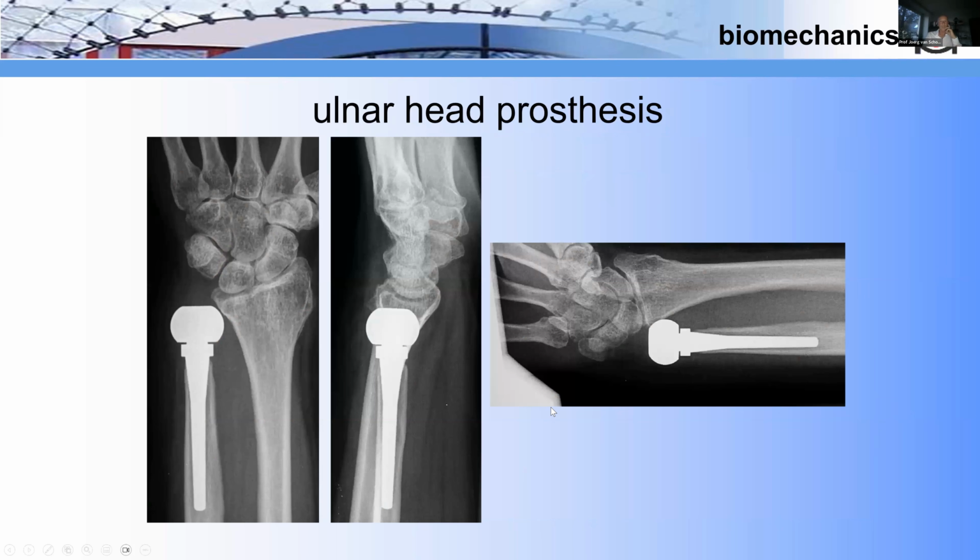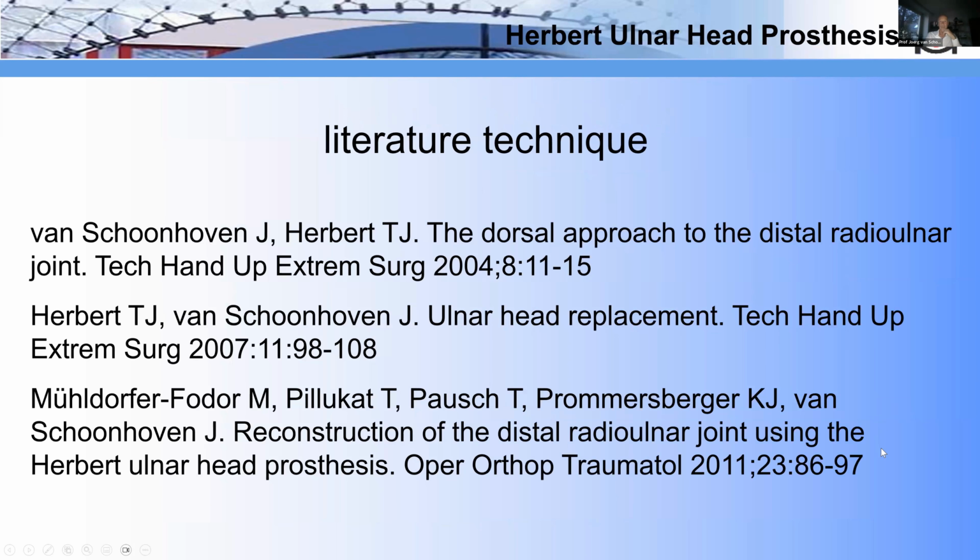And this is what it should look like after the operation. Especially in the transverse view, in the transverse loading of the wrist, you can see the weight over here. You can see that the radius and the wrist now have something to drop on and to rotate on, like it should be in the normal anatomy.